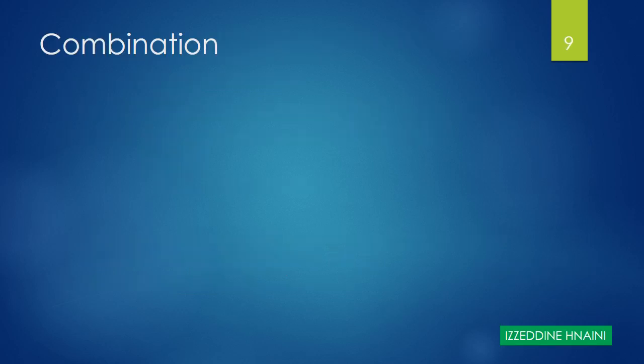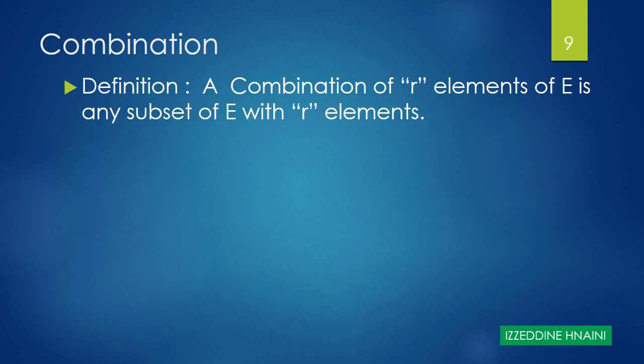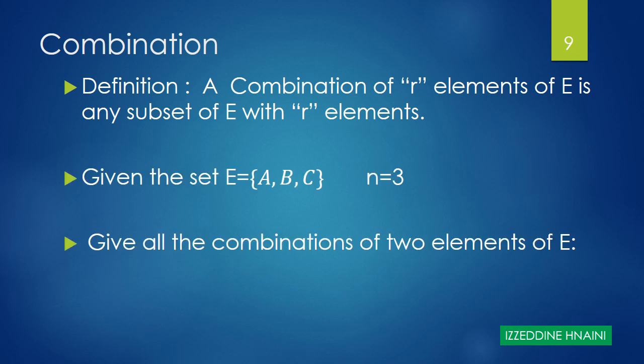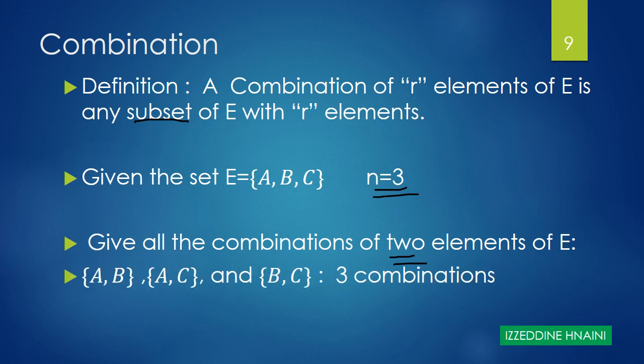What do we mean by a combination? A combination of R elements of E is any subset of E with R elements. For example, we have the set E, ABC as before, and n equals 3, the number of elements of E. Give all the combinations of 2 elements of E, that is, give all the subsets of E with 2 elements. These subsets are AB, AC, and BC, so we have 3 combinations.